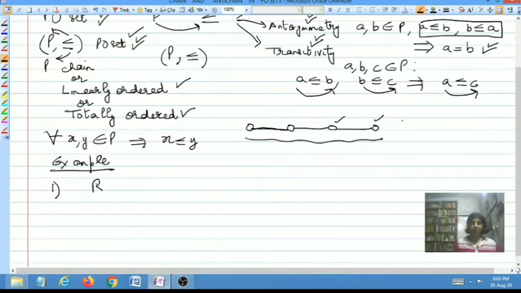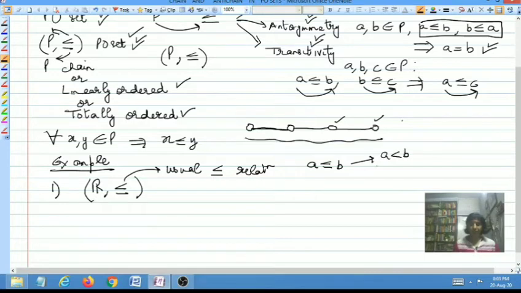Let me take the set of real numbers and define the binary relation less than or equal to on it, where this less than or equal to means the usual sense in which we understand the less than or equal to sign. Which means that for two real numbers A and B, A less than or equal to B will be true if either A is strictly less than B or if A is equal to B. Now we have already seen in my earlier videos that this particular set is a PO set.